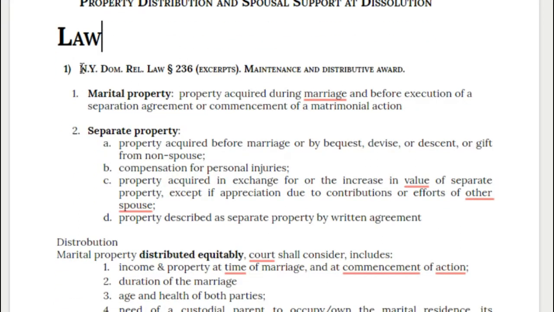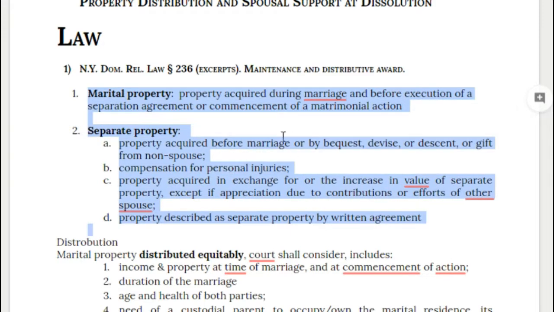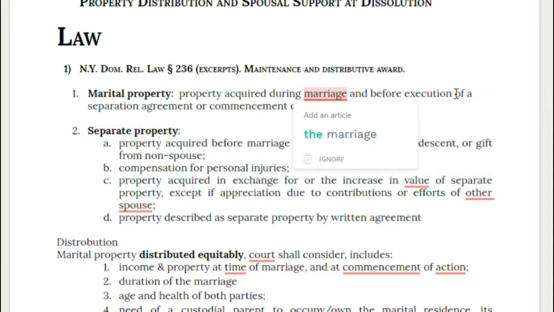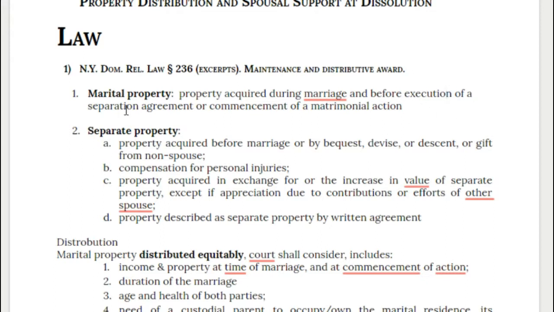So it seems like the rules, we're using the New York Domestic Relations Law Section 236, and we're using an excerpt. And this section is about maintenance and distributive awards. So first, we have a distinction between marital and separate property. And it says marital property is property acquired during the marriage, and it says before the execution of a separation agreement or commencement of matrimonial action. So you have here the definition of marital property, and then you have a definition of separate property.